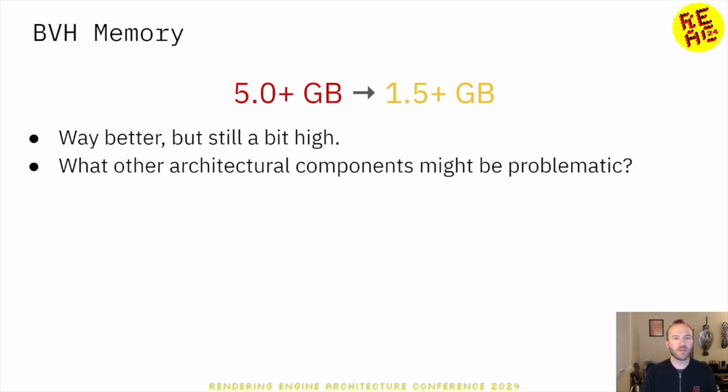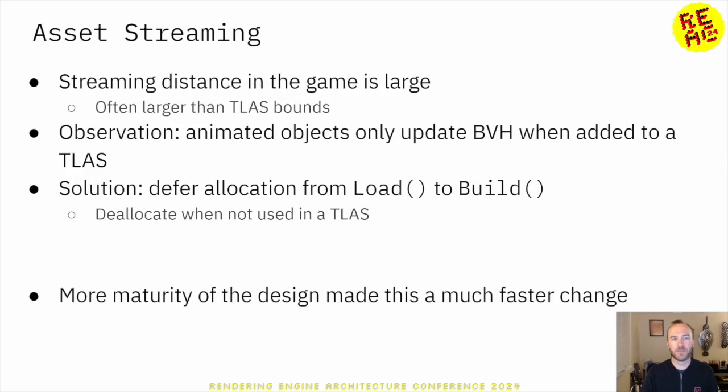So are there any other parts of the engine architecture we can look at that might be inflating the used memory? We next turned our attention towards asset streaming. At any given time during the game, there is a lot of stuff loaded around your character. Loaded, but not necessarily seen or even instantiated. The streaming distance tends to be much larger than the bounds of the top-level acceleration structures we're going to use for our ray tracing techniques, especially the narrower bounds created by the improved culling techniques that we covered earlier.